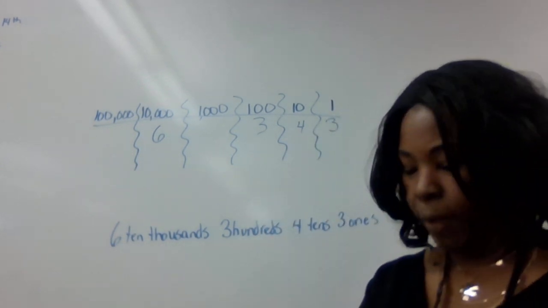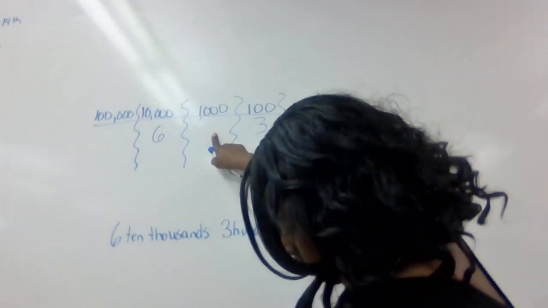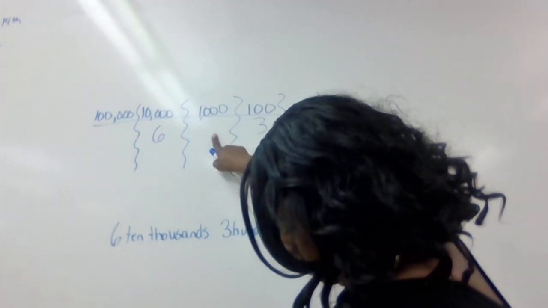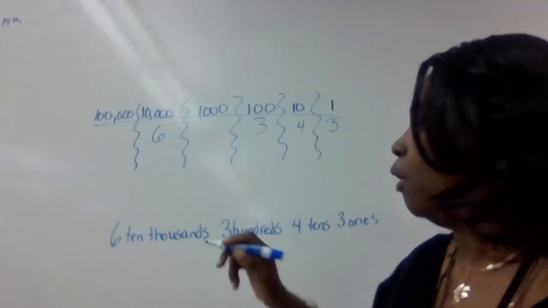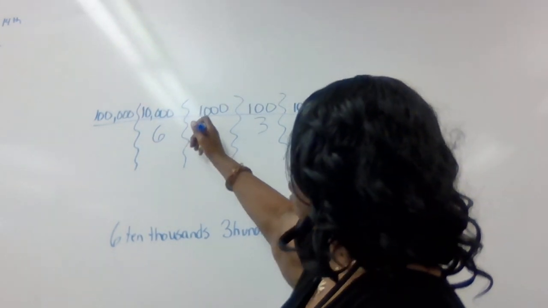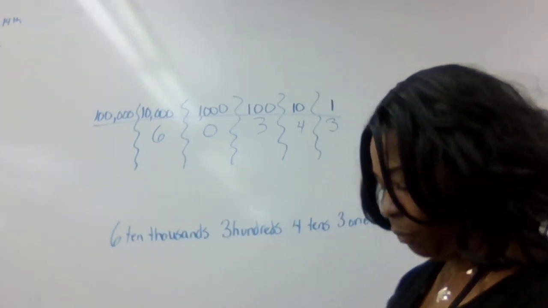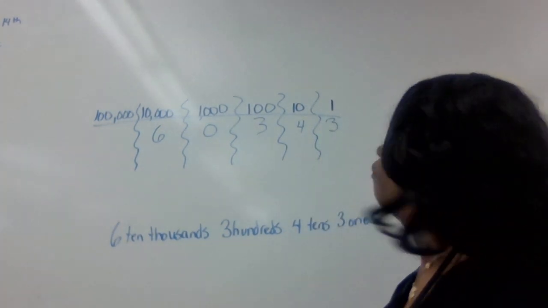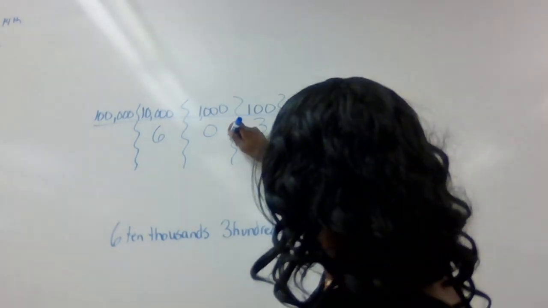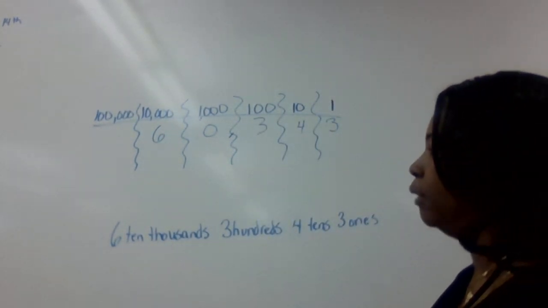Okay? Now, we have a problem. We have nothing here. And so if nothing is there, we have to place it with a 0. We have no thousands, so we place a 0 there. As a placeholder. So I'm going to put my comma here. And now let's read our number.